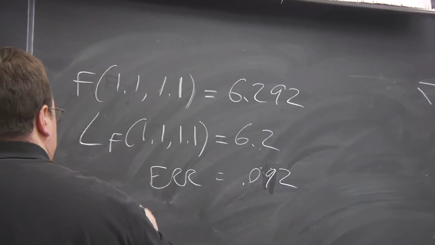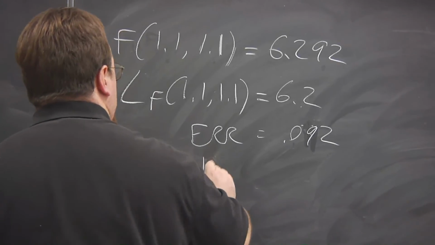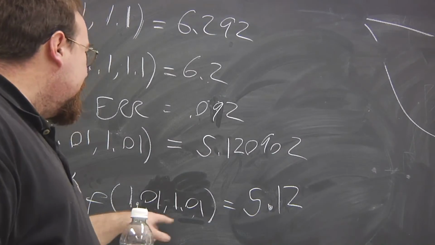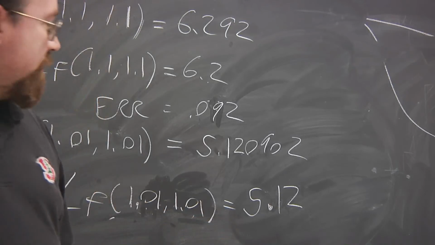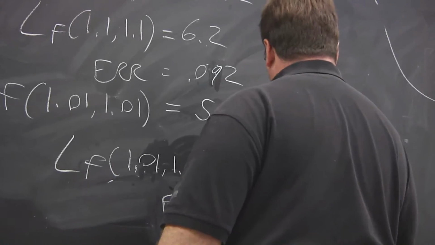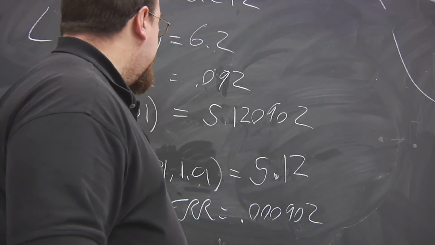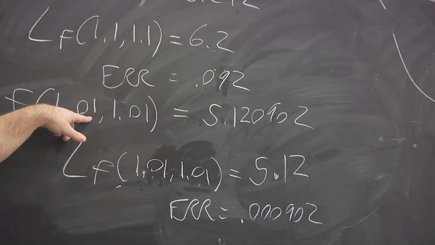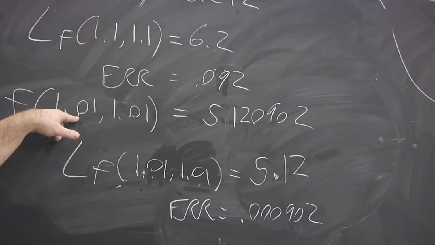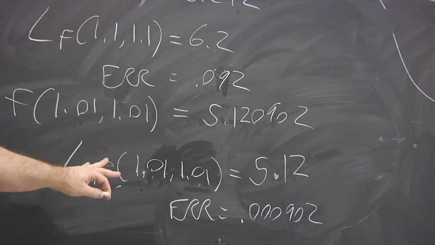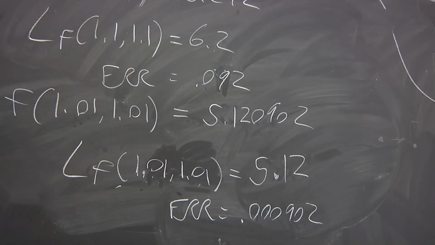Get 1/10 closer in each direction, so (1.01, 1.01). If we plug these same points into the linearization, we get 5.12. So now the error is 0.000902. What I want to point out is that along each direction, we got 1/10 as close, from 0.1 to 0.01. But what happens to the error? It decreases by roughly a factor of 100. The error decreases quite rapidly as you approach the point of tangency.